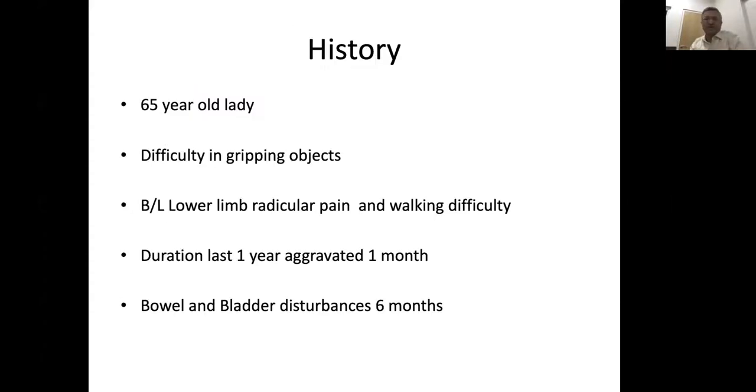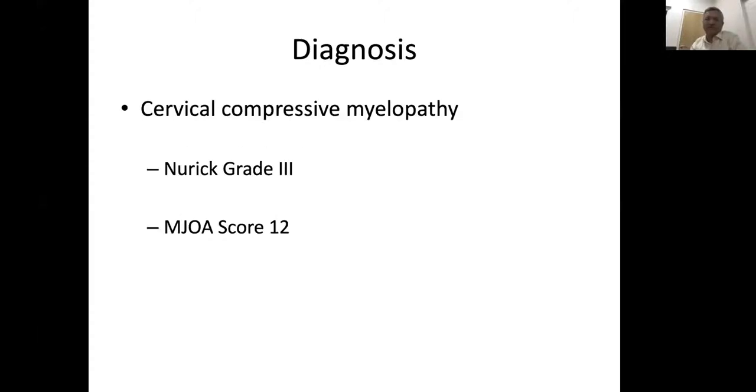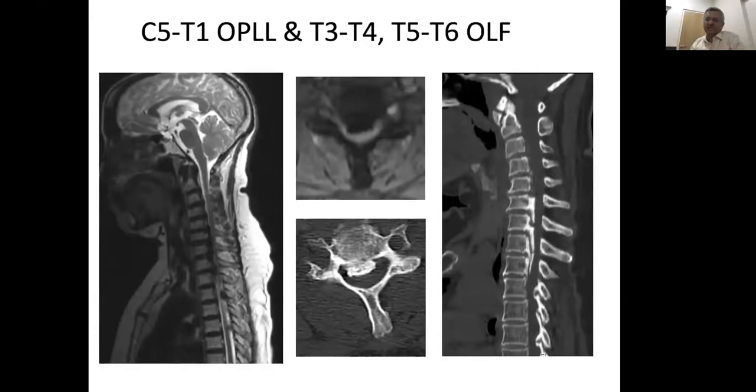I'll show you one more example, a 65-year-old lady who presented with cervical myelopathy and significant neurological dysfunction. As you can see, there is an extensive OPLL extending from C5 to T1. She also had an OLF, mainly at the T3-4 level. She needed an osteotomy, and even at the C3 level there is ossification. Therefore, we planned to extend our laminectomy from C3 down to about T5-6.